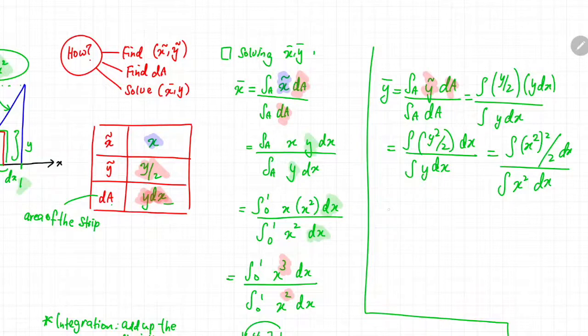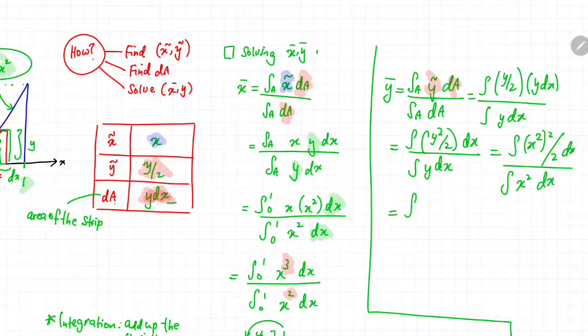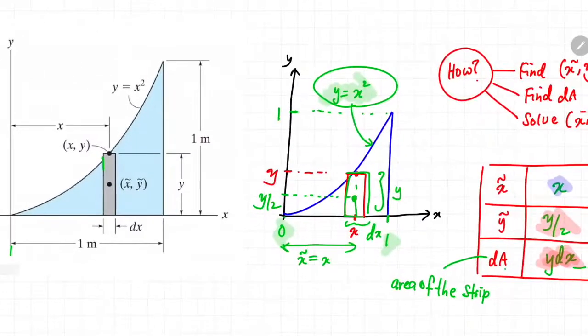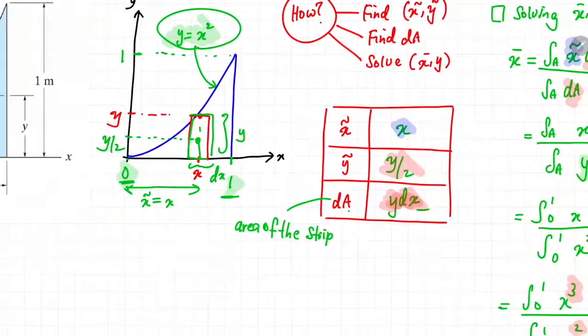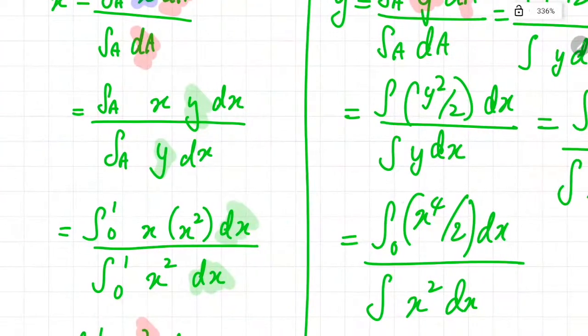So if I were to do x squared to the power of 2, it will become x to the power of 4 divided by 2, and for the bottom, we just carry it over again. As we are integrating along the x direction, then we use the boundary of x, which is from 0 to 1. So this part will be 0 to 1. This one is also from 0 to 1 as well.